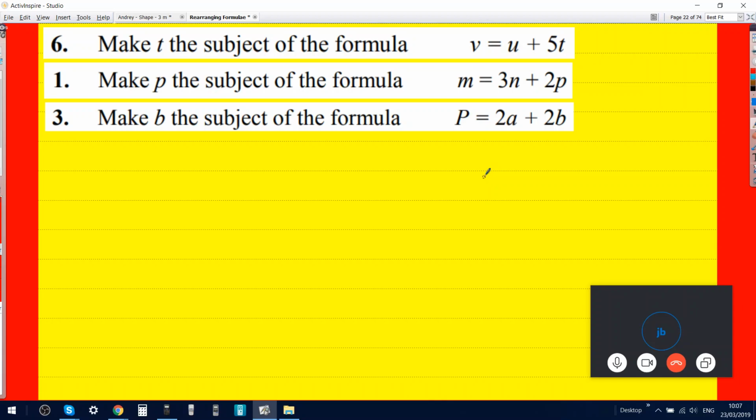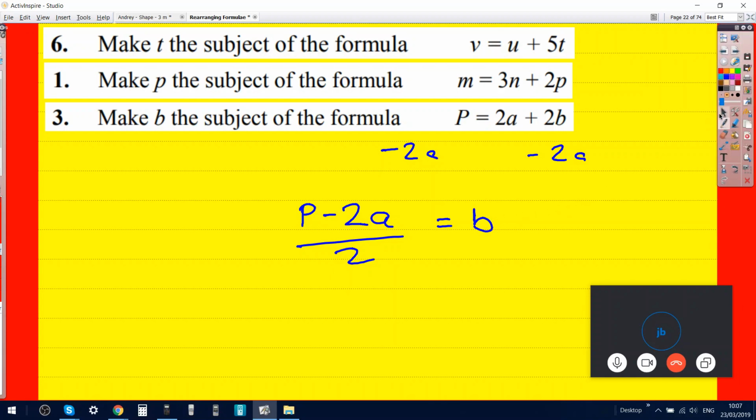You do it in reverse order of BIDMAS. So do all your adding and subtracting first. So would it be minus 2a? Yeah. So p minus 2a, divided by 2, and that's equal to b. Yeah.